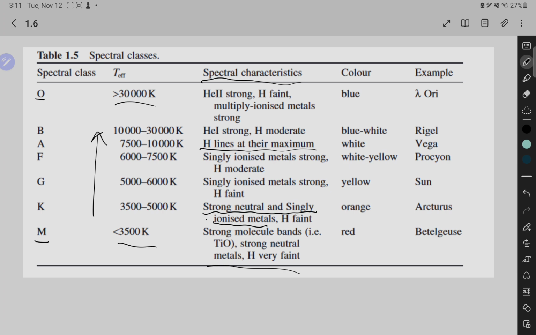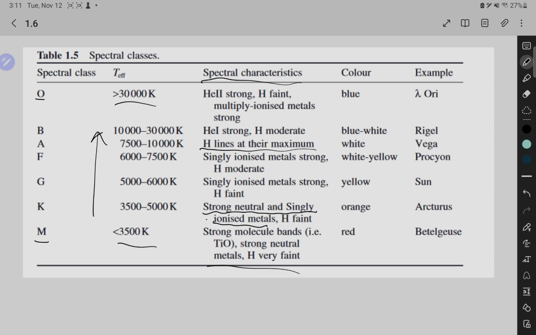So what this means is that at this temperature, hydrogen is getting fully ionized. So that's why their lines are at their maximum. So you can see here the distinction is that at lower temperature there are neutral metals, and then as the temperature goes up, there are more singly ionized metals, and then as the temperature goes even higher, the hydrogen gets enough energy to become ionized, so the hydrogen lines start increasing, right?